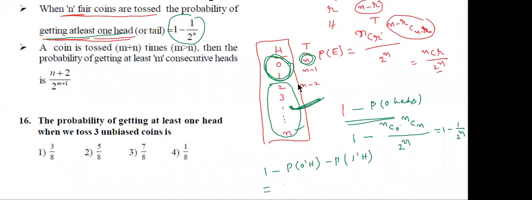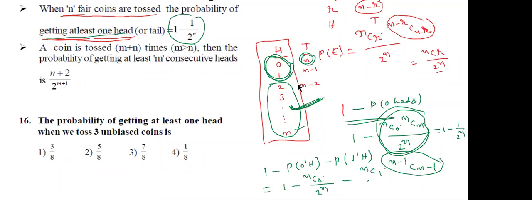Okay, now 1 minus probability of getting 0 heads, already I have written here, that is nC0 by 2 power n, minus probability of getting 1 head, nC1. Remaining n minus 1 are tails only. n minus 1 C n minus 1, that is 1, by 2 power n. Like this. Students, are you understood? Right.